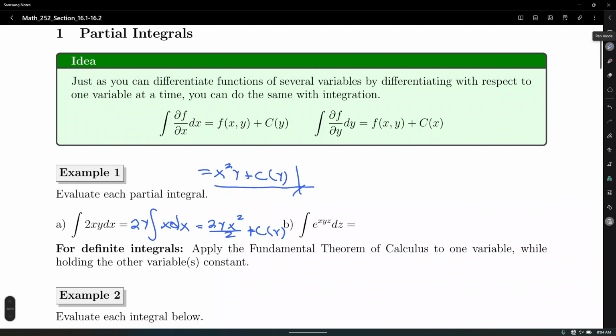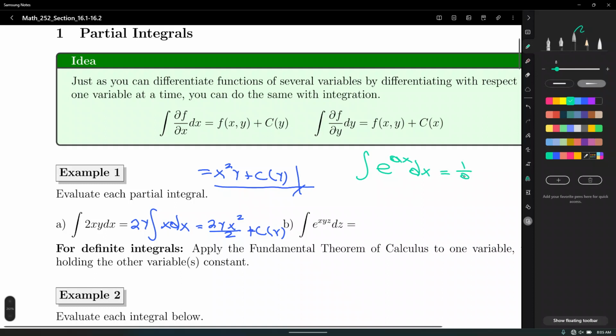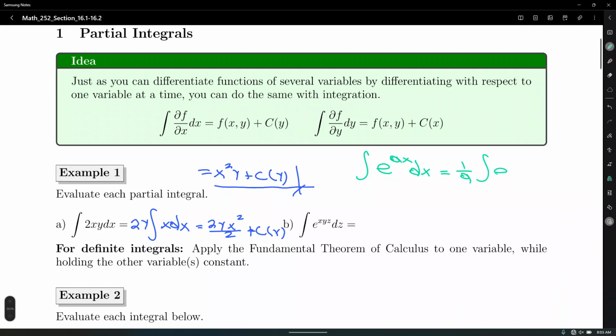Okay, so letter B, the integral of e to the xyz. Here we want to integrate this with respect to z. Okay, so in this case, we are going to have two variables that will be held constant. That is x and y, because we're interested in integrating with respect to z. So number one, let's recall, how do we integrate e to the ax? For instance, the integral of e to the ax with respect to x equals 1 over a e to the ax, plus c.